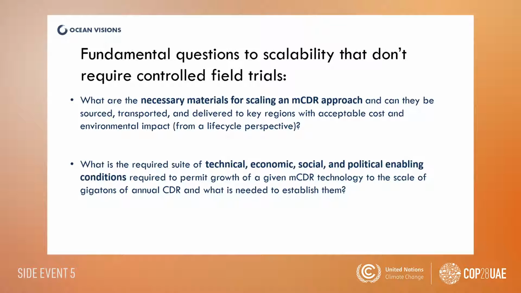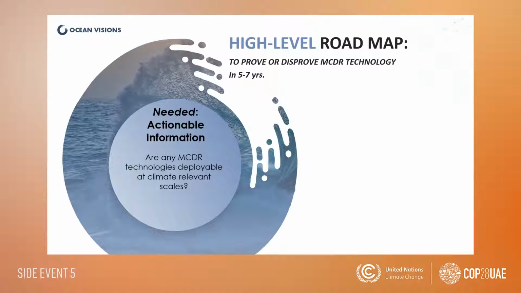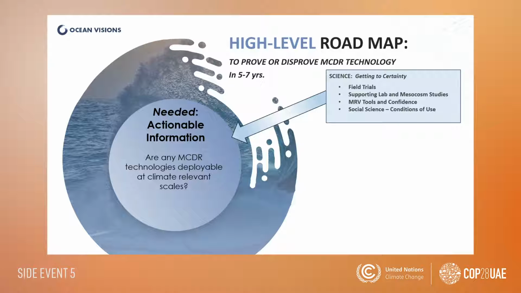And the way to address these questions, and these questions I should also add are not hierarchical, they all need to be looked at the same time in parallel, especially since we don't have a lot of time. And so there's 3 pillars that feed into answering these questions, and again, to try to see, are these technologies deployable at climate-relevant scales? So science, we need controlled field trials, but there's also supporting lab and mesocosm studies that can be done. We really need to move on the MRV tools and the confidence in those measurements, and also thinking about having standards across the industry.